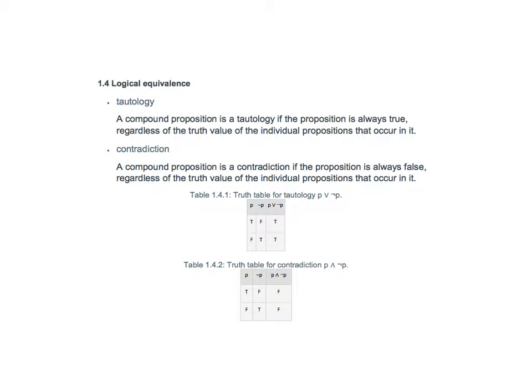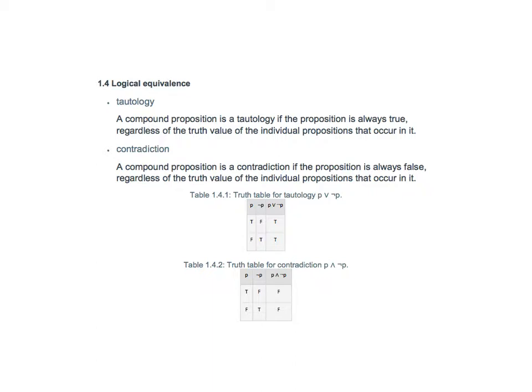In table 1.4.2, you see an example of a contradiction. We have the conjunction P and not P. We have two cases again. P is either true or false. In the first case, when P is true, not P is false, and the conjunction of a true and a false is false. In the second row, when P is false, not P is true, and there obviously the conjunction of true and false is false again.